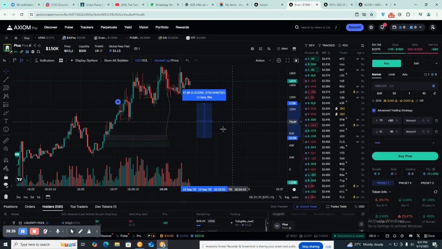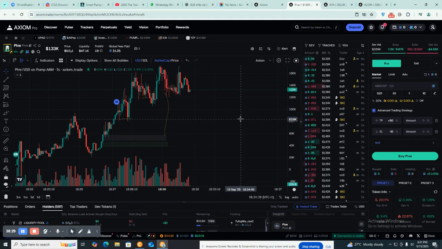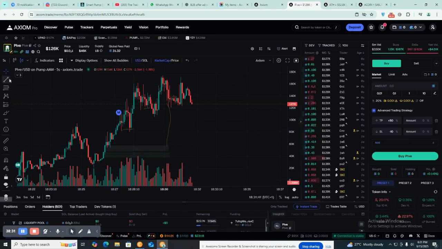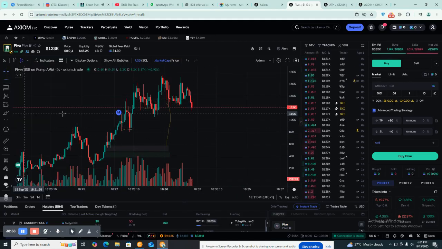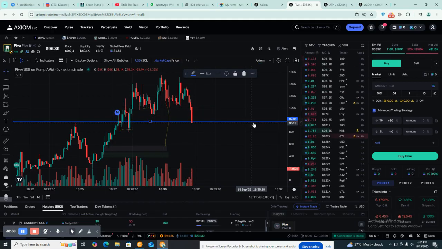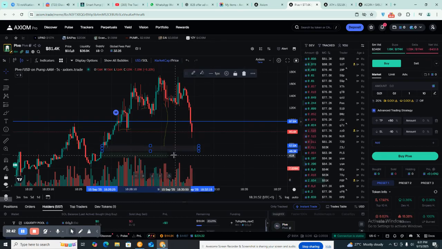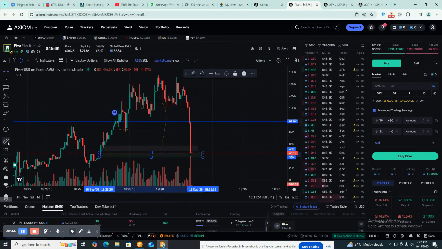I look at when it's migrated. Okay, so now it's going to drop down here, and we're going to get in if we see a sign. Now it has dropped down there. We're going to look for a sign to get in. I can't get in right now because it didn't respect the imbalance here.